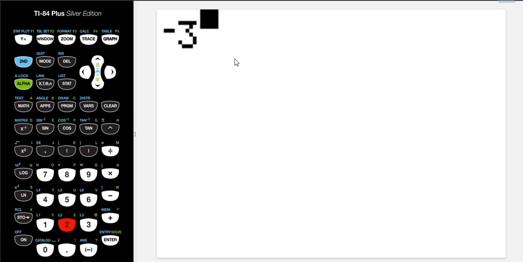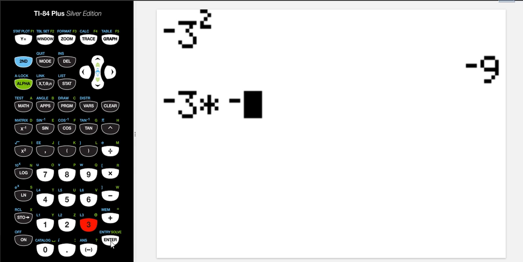Well, I know that -3 squared is a -3 times a -3, and so when I press enter, I should get +9, because when I multiply that, a negative times a negative is a positive. Well, then why is the calculator telling me that it's -9? The answer is that your calculator is using ordered operations.